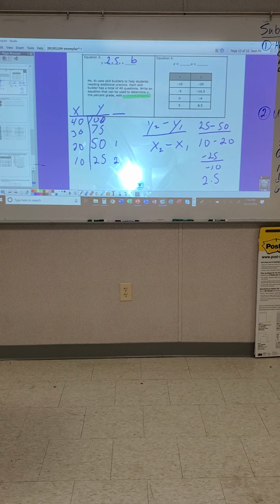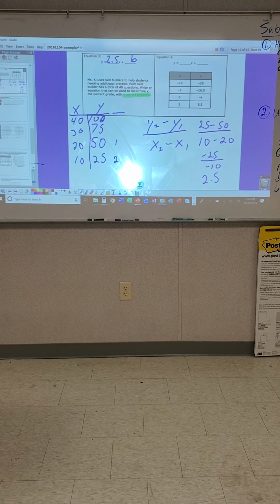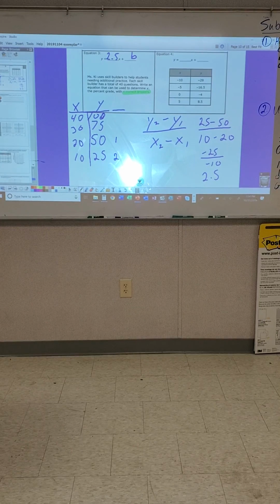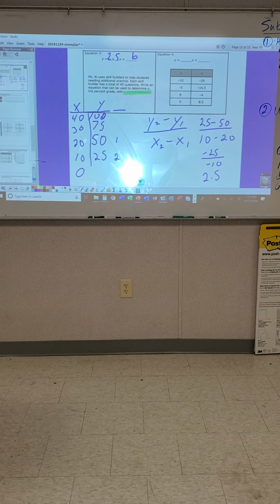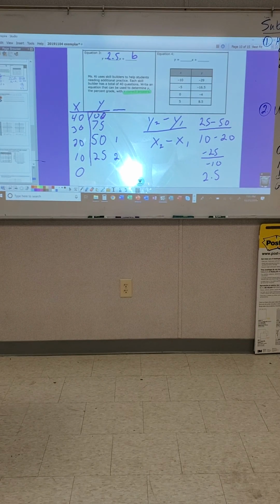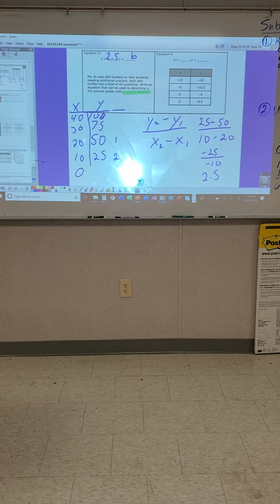Now we got to find what our y-intercept would be. Well, let's go down from 20 to 10. We see a reduction from 50 to 25. So to go to 0, from 10 to 0, it's the same amount as from 20 to 10. Okay, well, so what's the difference to go from 50 to 25? Well, that's the same amount as to go from 25 to 0. So our y-intercept is 0.